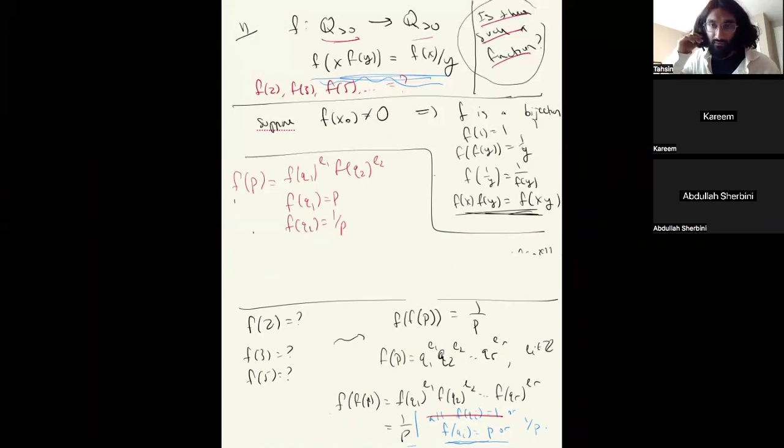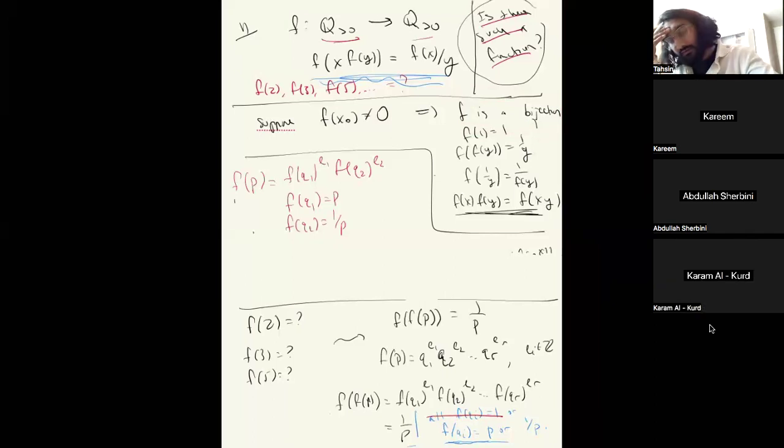Abdullah Karim, does the argument make sense? I don't get why there wouldn't be any other prime. Because of the bijection property. Right, so there can only be one prime that maps to P, and only one number that goes to P and one that goes to 1 over P.